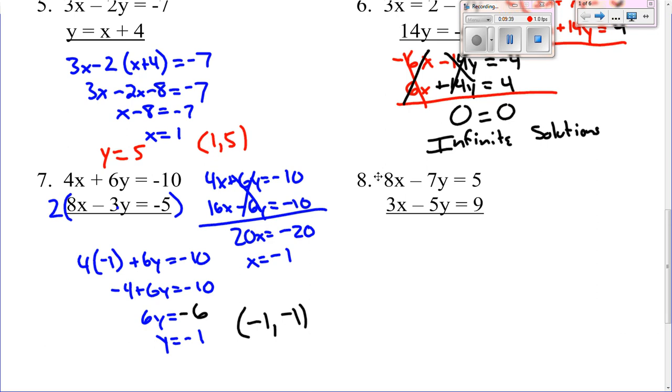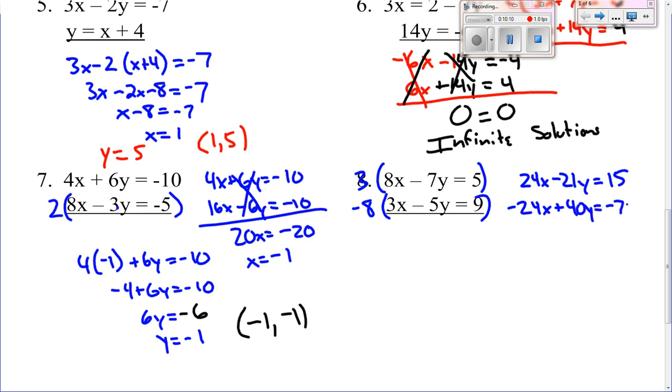Number 8. This is an ugly one. 3 doesn't go into 8, 7 doesn't go into 5, 5 doesn't go into 7. We got to multiply both of them. Multiply the bottom by negative 8, top by 3. It's going to be 24x minus 21y equals 15. Bottom is negative 24x plus 40y equals negative 72.